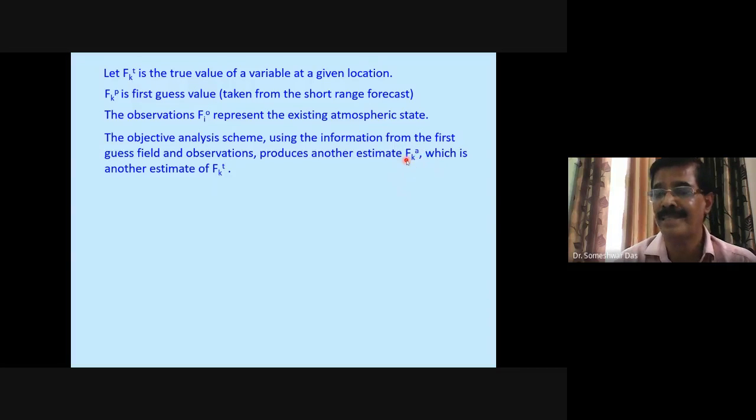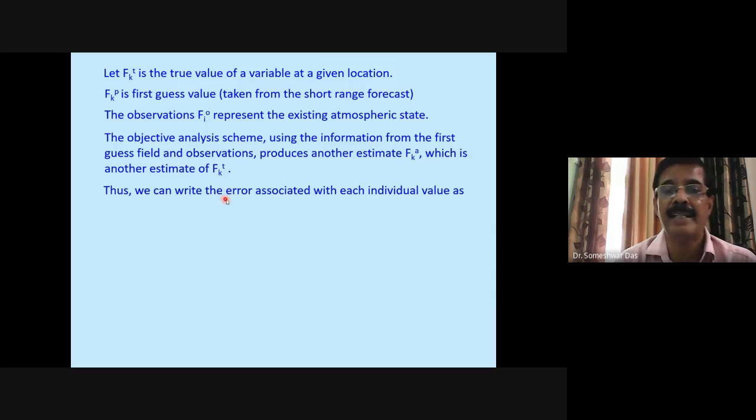Although we try to produce this analysis by minimizing the difference between the observation and the first guess, still this is not the truth. The truth is FKT. This FKA is just an estimate of the truth. Okay, it is not the truth, but it is the estimate of the truth.